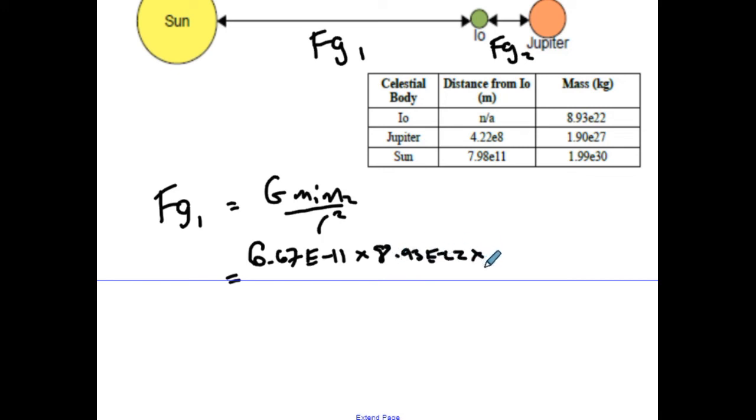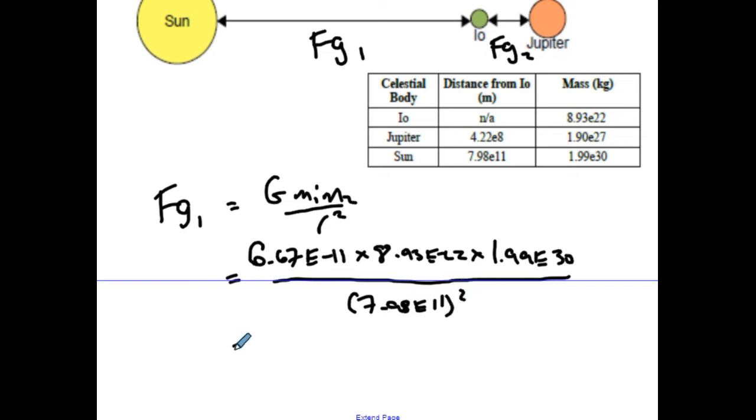Then let's multiply by the mass of the other object, so that would be the Sun, which is 1.99 times 10 to the 30. And then let's divide this all by the distance between them, which, as you can see in the chart, is 7.98 times 10 to the 11. But we've got to square that. So give me a second. I'm going to grab my calculator. We're going to find out how much force of gravity the Sun and Io have on each other.